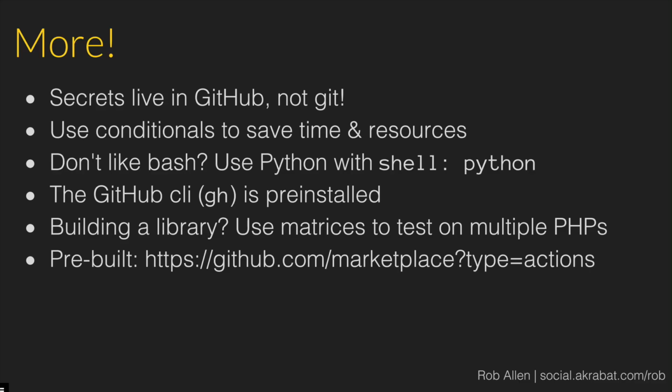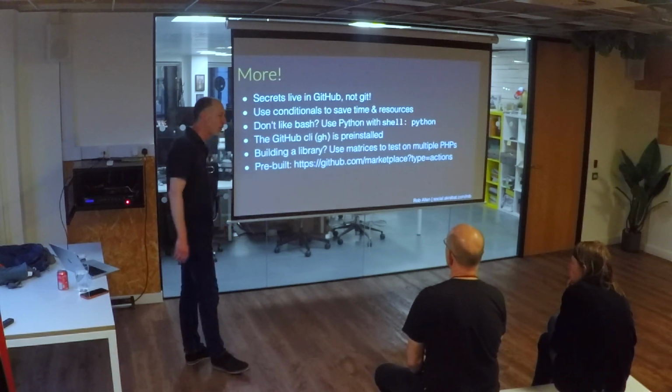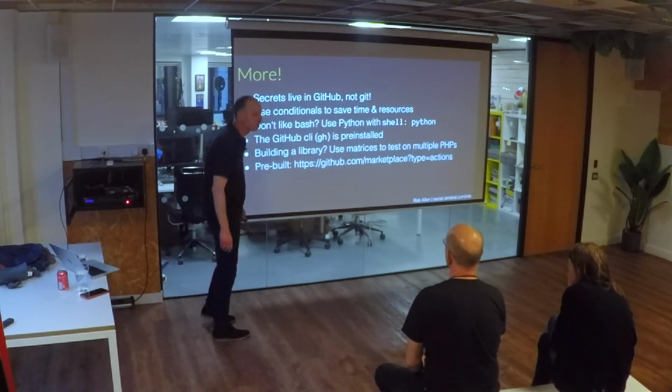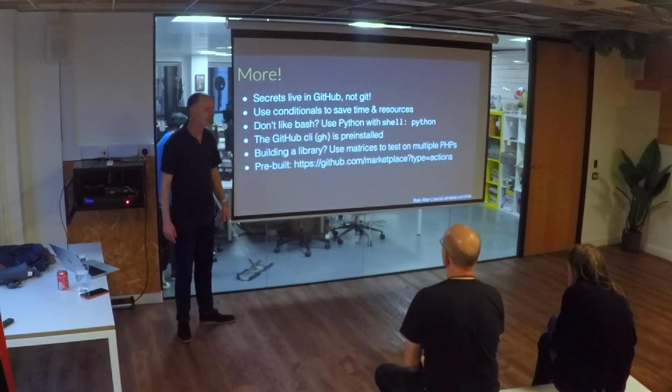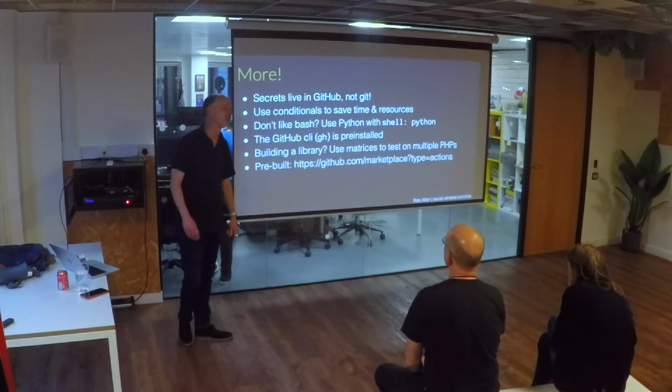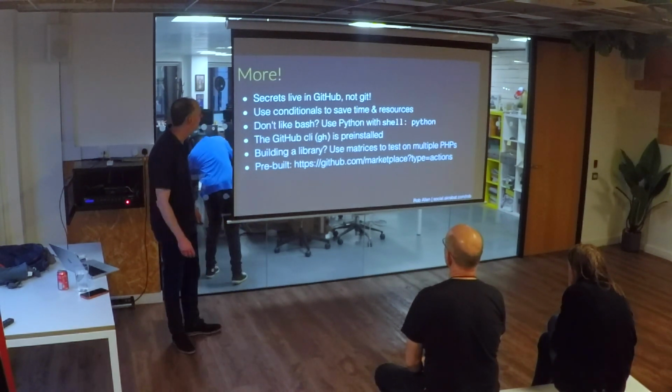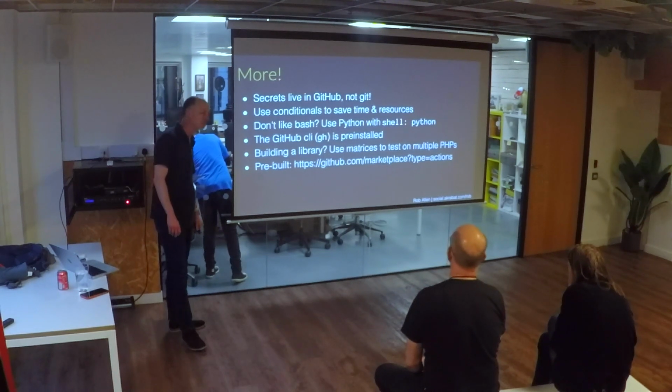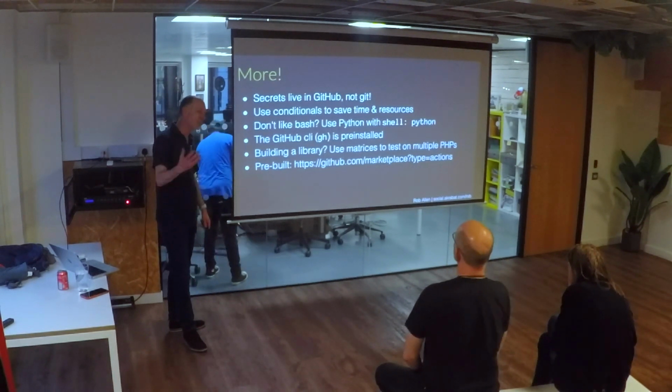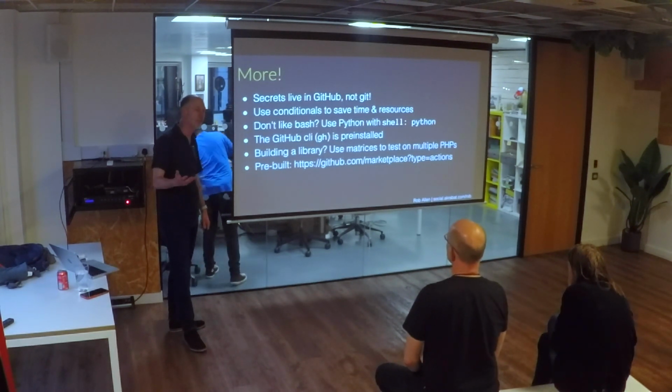Other stuff you can do, or things you need to be aware of. I've said this before, but secrets live in GitHub, not in Git, and not on Post-it notes. They live somewhere secure, and GitHub has a place to put them for your actions. Put them there. Conditionals are wonderful. That if failure. You can do things like don't run this if we don't have the PHP change.